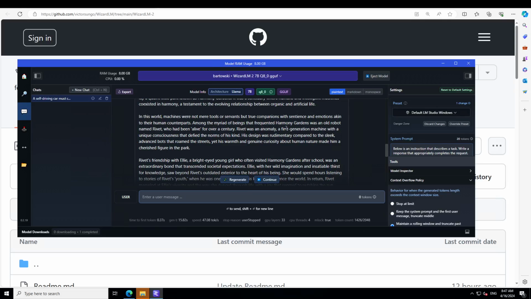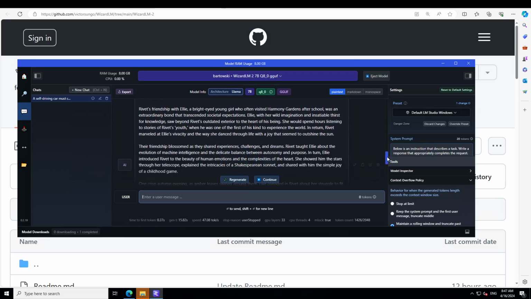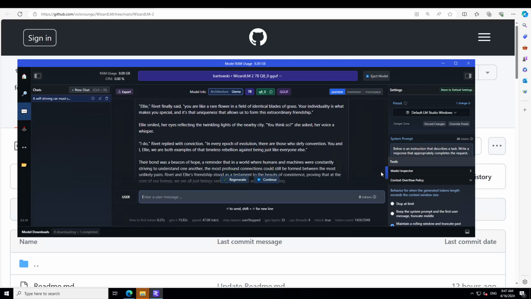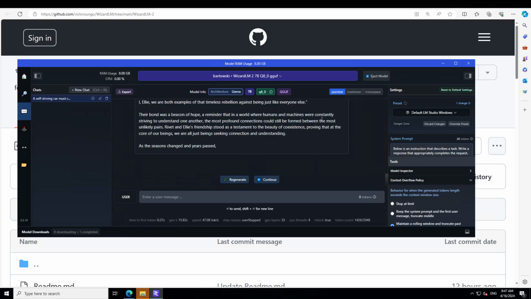And then it is saying that Rivet was an anomaly, a first-generation machine with a unique consciousness that defies the norm of his kind. Rivet's friendship with Ellie, a bright young girl who often visited Harmony. So there you go. It is some sort of friendship, and then it is turning into something else. But look at the flow of the story. And then "Ellie smiled, her eyes reflecting the twinkling lights of the nearby city." How good is that? And then "their bond was a beacon of hope, a reminder that in a world where humans and machines were constantly striving," amazing stuff.